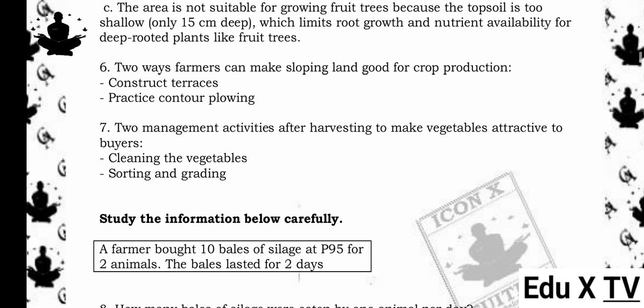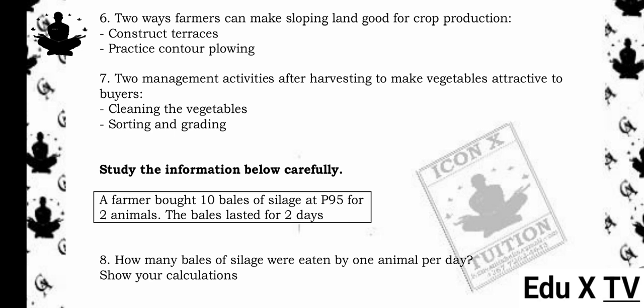C. The area is not suitable for growing fruit trees because the topsoil is too shallow, only 15 cm deep, which limits root growth and nutrient availability for deep-rooted plants like fruit trees. 6. 2 ways farmers can make sloping land good for crop production. Construct terraces. Practice contour plowing.